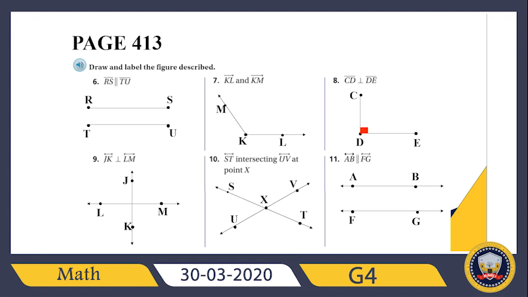So I can draw line ST intersecting line UV at point X like this, because I know they are not perpendicular lines. They are just intersecting lines. What about question 11? It says line AB parallel to line FJ. So if I draw a line like this for AB, I need to draw another line which is parallel to line AB. So I know parallel lines never intersect and this distance should be same.